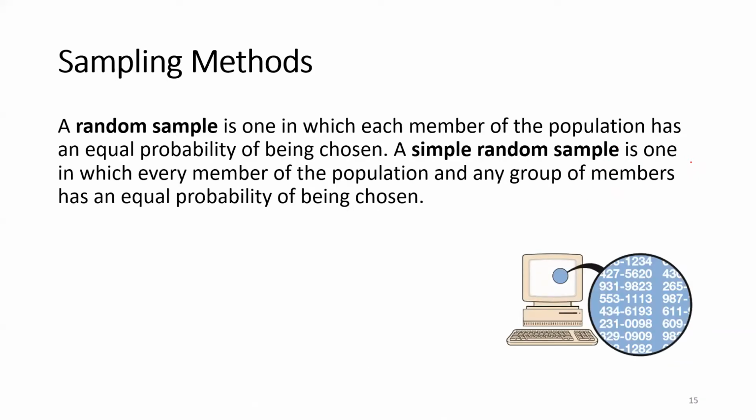Sampling methods. A random sample is one in which each member of the population has an equal probability of being chosen. And a simple random sample is one in which every member of the population, and any group of members, has an equal probability of being chosen. Very often you might use a computer that can generate random numbers or random data to help you choose the sample out of the population.